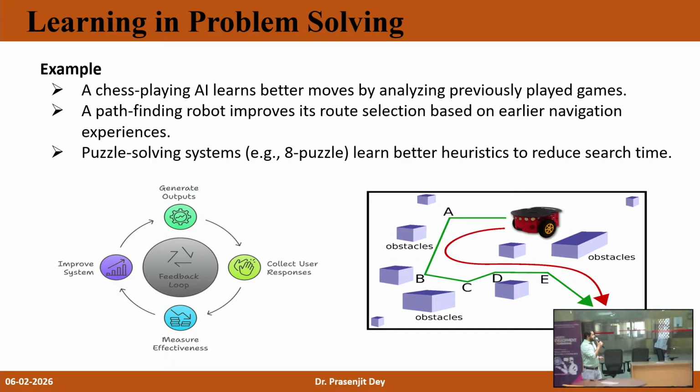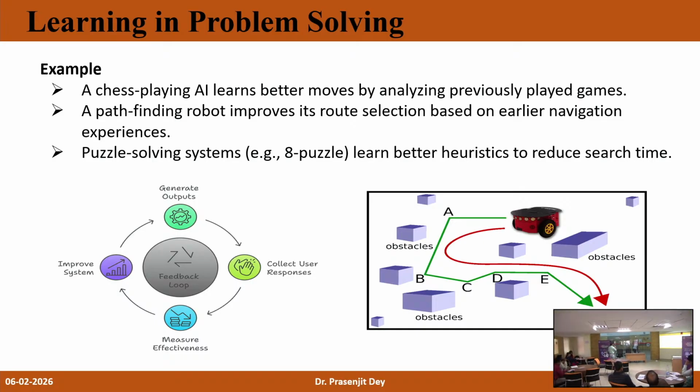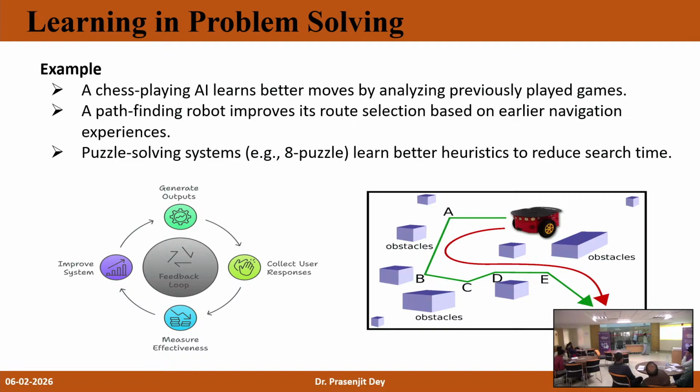Chess playing AI learns better moves by analyzing previously played games. A pathfinding robot improves its route selection based on earlier navigation experiences. Puzzle solving, like the 8 queens problem or the 8 puzzle problem, learns better heuristics to reduce search time.